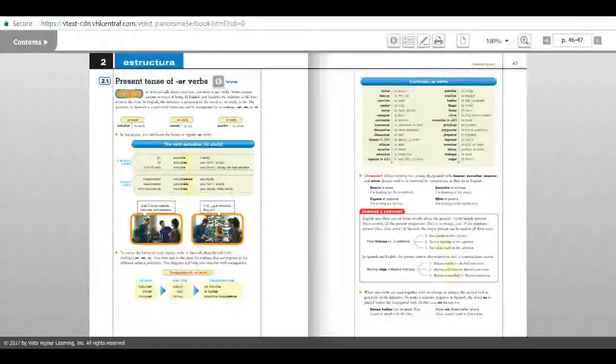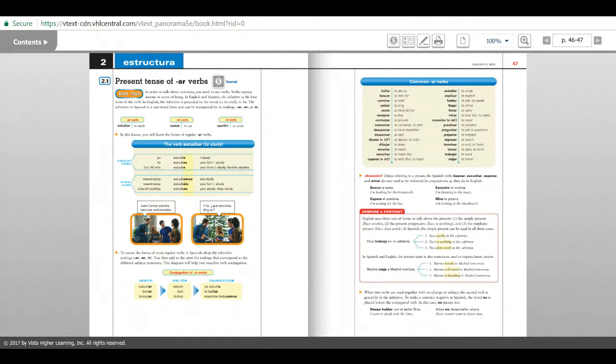Okay, on pages 46 and 47, we're looking at the present tense of AR verbs. So in chapter 1, we saw one verb, which was the verb ser. And remember, with the verb ser, we had to change it according to the subject. And just like that, in Spanish, we have to change these present tense AR verbs according to the subject.